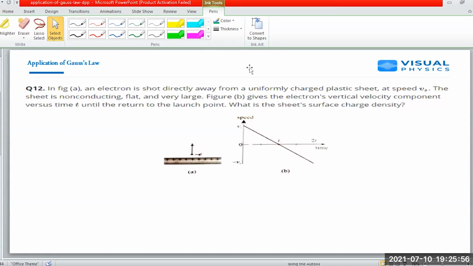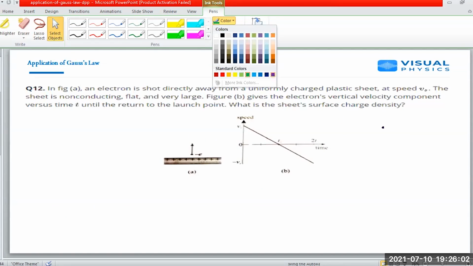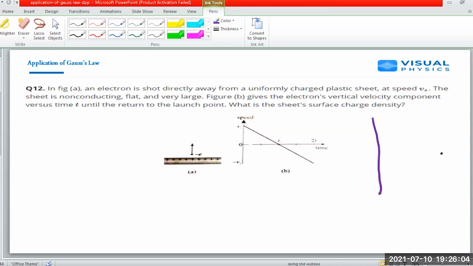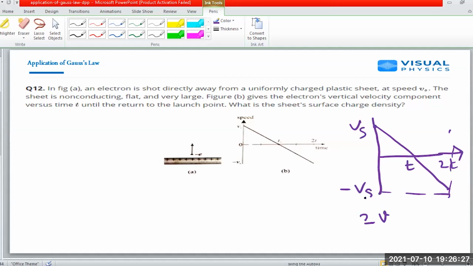Question number 12. The question is very easy. A graph is given, and the speed first reduces to 0 linearly and then it increases to negative v in time 2t. So obviously, the slope of this graph will be 2 times v by 2t, that is v by t. But we know the velocity-time graph slope is acceleration a. Yes or no?